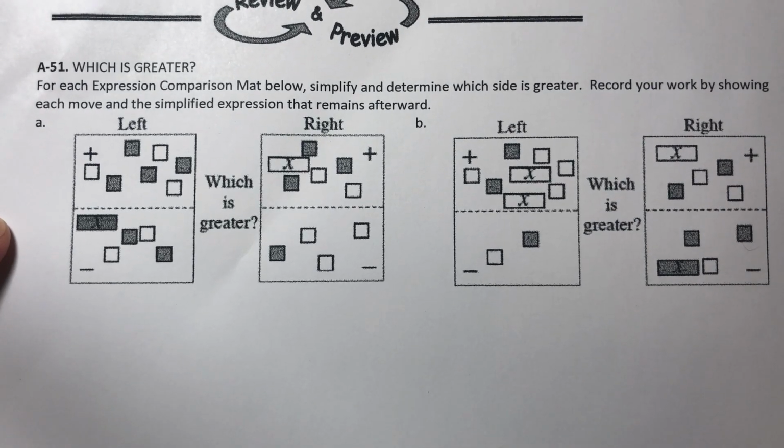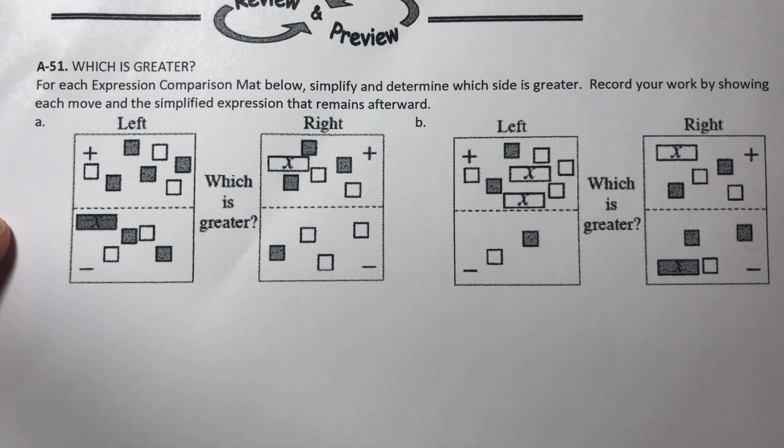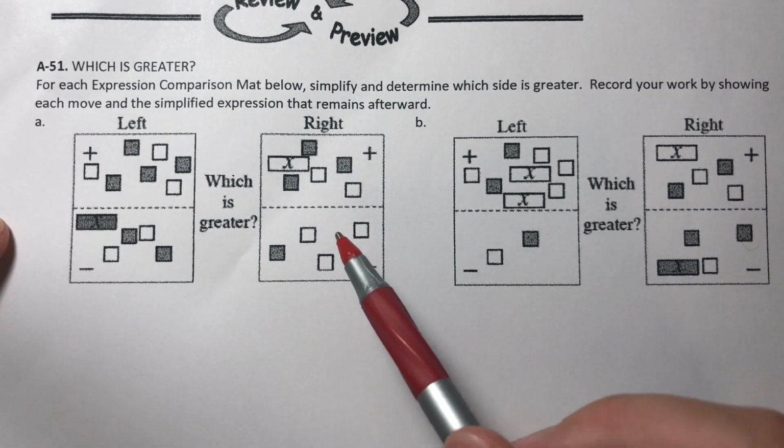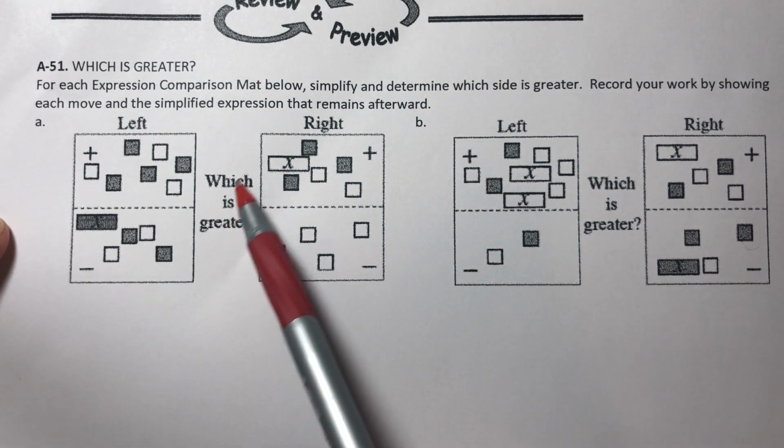All right, so this is the first practice problem from lesson A 1.5, and it says, which is greater? For each expression comparison map below, simplify and determine which side is greater. Record your work by showing each move and the simplified expression that remains afterwards. So this is something that we've been doing for a while now. We're not solving, we're still looking for which one is greater.